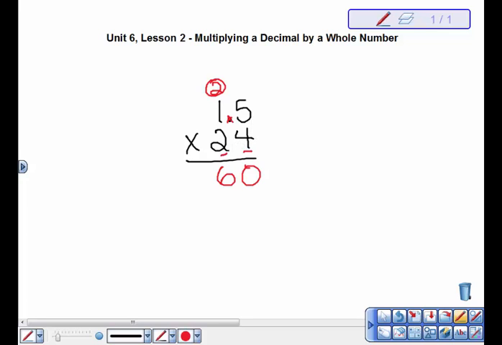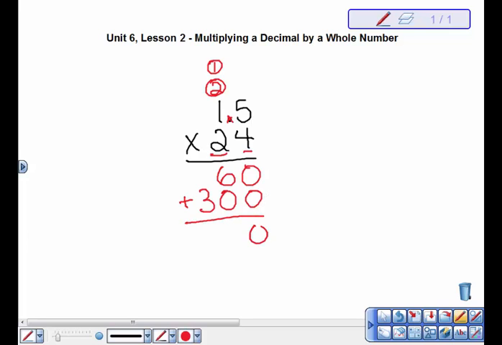Now I'm going to move over here and work with the 2. That 2 really stands for 20, so I'm going to put a 0 down. And now I can start multiplying as if it was just a plain old little 2. I'm going to multiply the 2 by the 1s, which is 5. 2 times 5 is 10. Put down the 0, carry my 1. And then 2 times 1 is 2. Plus 1 is 3.